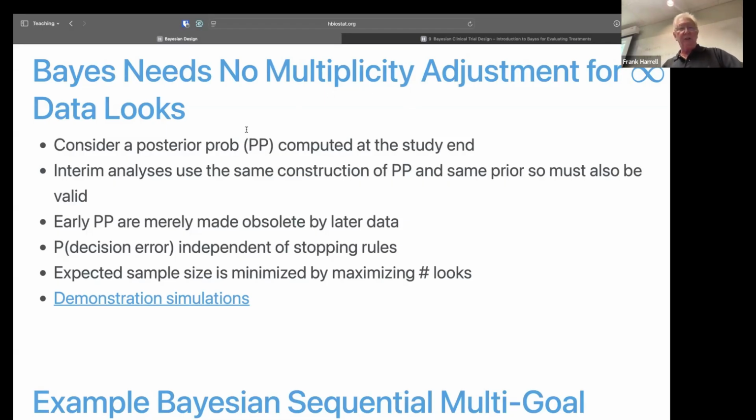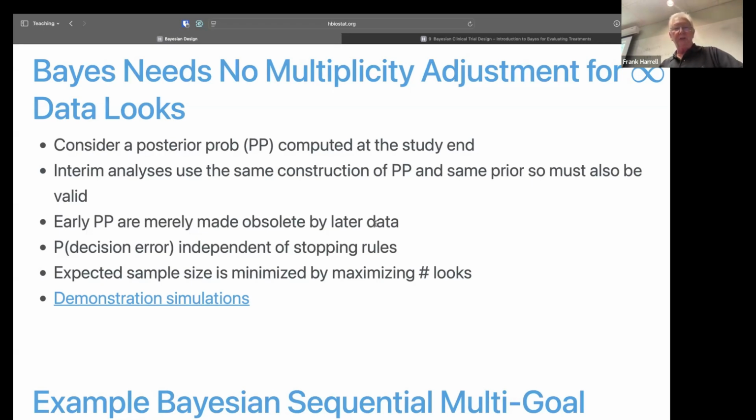And the reason for that is, there's a lot of ways to say it, but if you calculate a posterior probability that people would believe at the end of the study, you're going to use the same mechanism and the same prior for calculating probabilities at any point earlier than that. So if it's valid here, it has to be valid at any point in time.